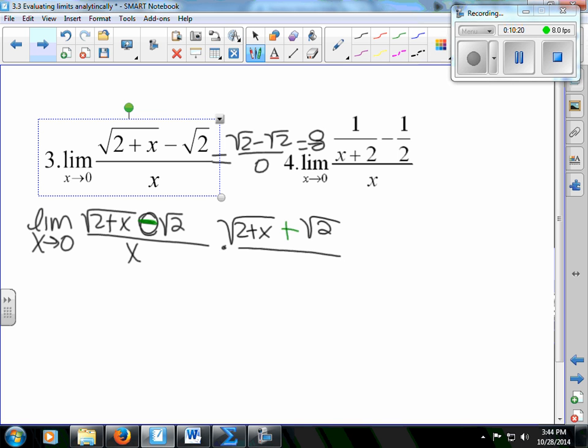Now, you can't just multiply the numerator by whatever you want, but you can if you multiply the denominator by that as well. And so that's what we are doing here.